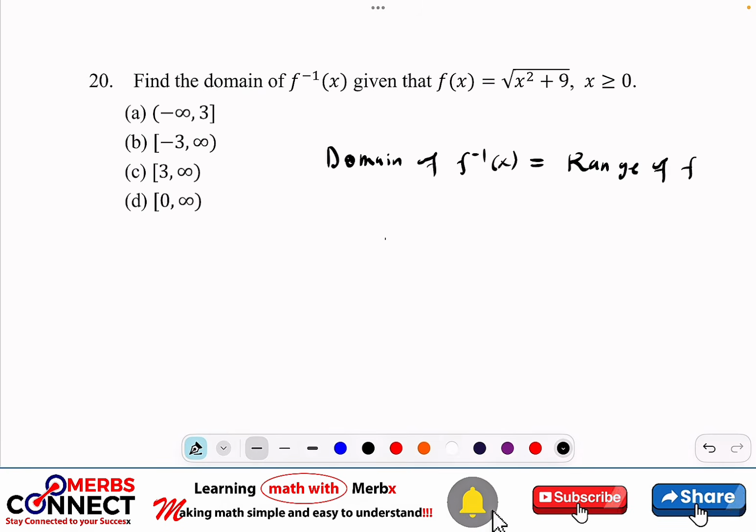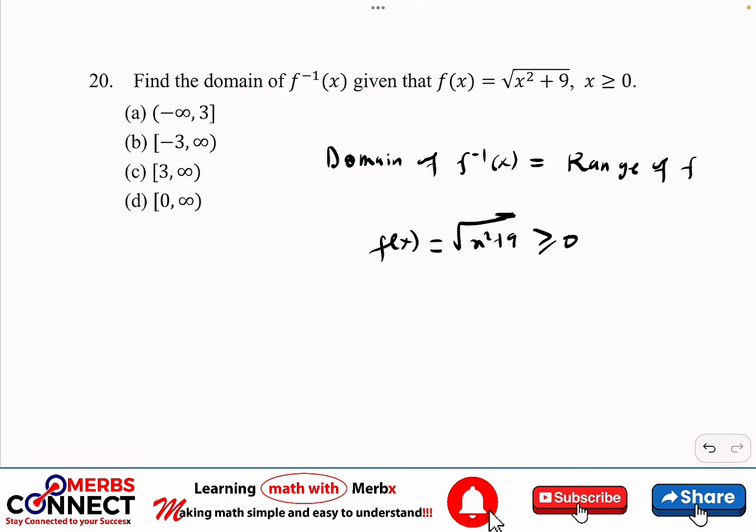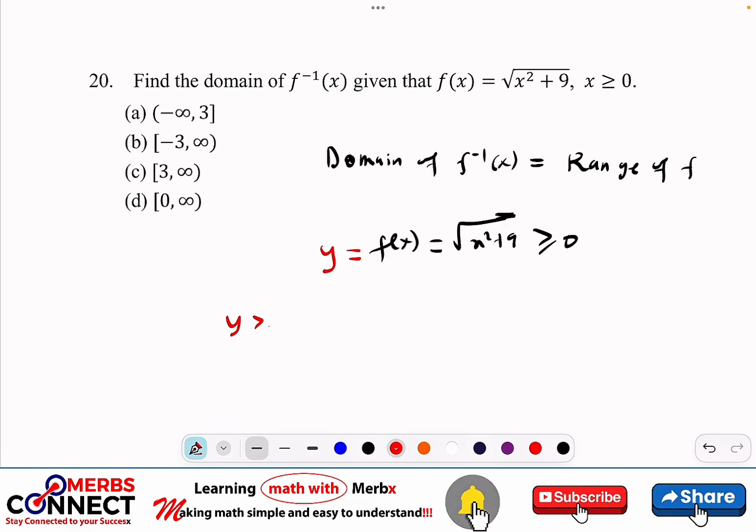Okay, we know that f of x is equal to square root of x squared plus 9. Already, under the square root, this function is greater than or equal to 0, because we know that x is greater than or equal to 0. It's not going to pick negative values. So this function here will be greater than or equal to 0, right? So that's what's going to happen here. Don't forget, this f of x here is y. So it means that automatically y is greater than or equal to 0.